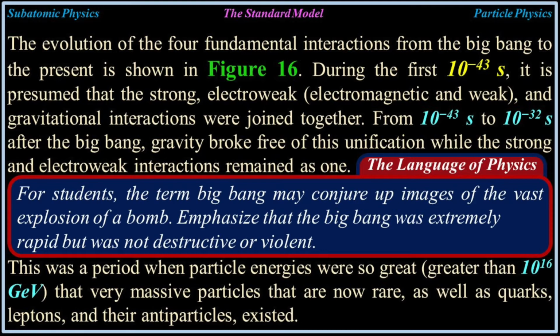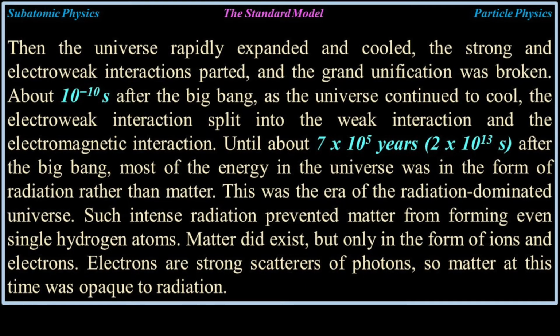For students, the term Big Bang may conjure up images of a vast explosion of a bomb. Emphasize that the Big Bang was extremely rapid, but was not destructive or violent. This was a period when particle energies were so great, greater than 10 to the 16 giga electron volts, that very massive particles that are now rare, as well as quarks, leptons, and their antiparticles, existed. Then the universe rapidly expanded and cooled. The strong and electroweak interactions parted, and the grand unification was broken.